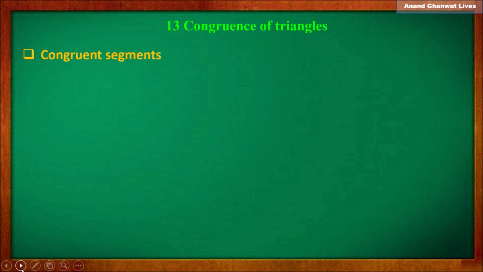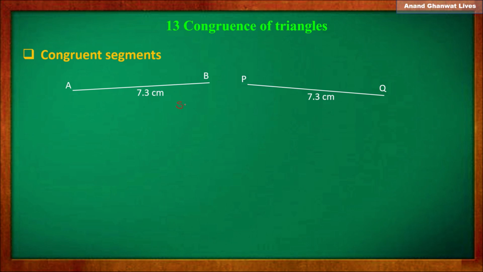Now let us learn congruent segments. Which two or more segments are called congruent segments? Observe the diagram of segment AB, which has length 7.3 centimeters, and segment PQ, which has length 7.3 centimeters. Observing the two diagrams, both the segments have the same length. Therefore, these two segments are congruent segments, and we can write this as segment AB is congruent with segment PQ.